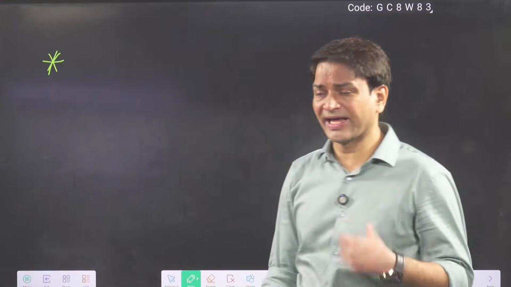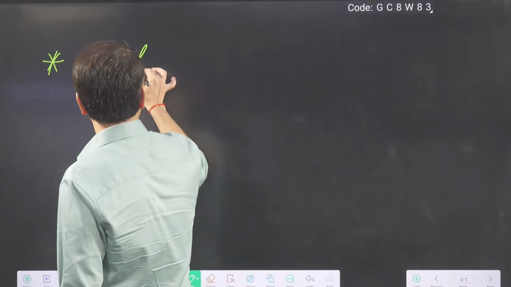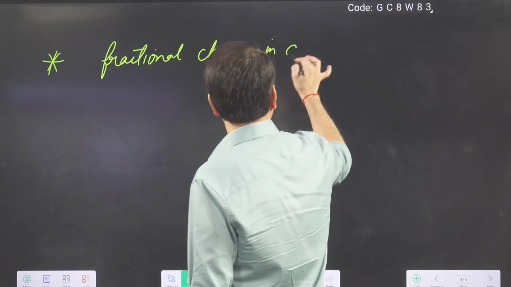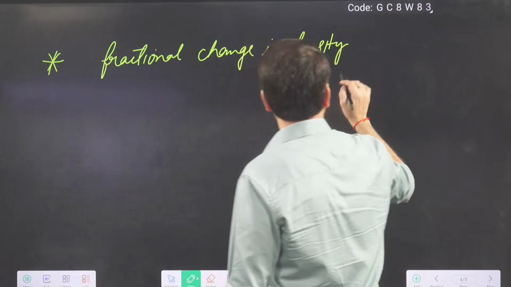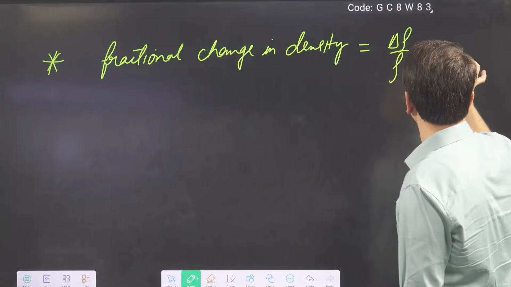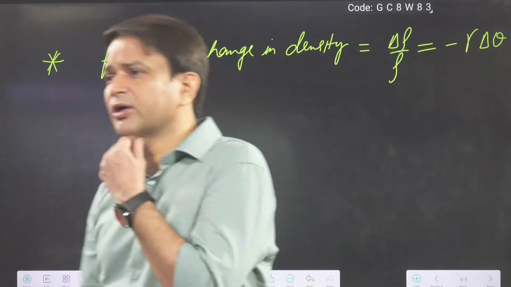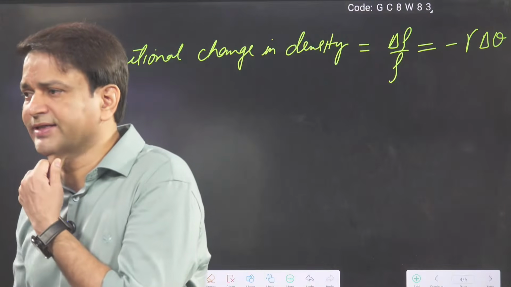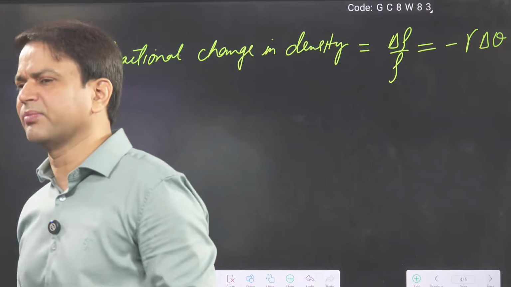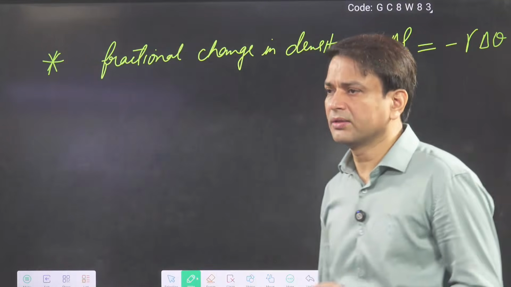Another thing, now I got the fractional change in the density. Fractional change in density, delta rho by rho, will come to minus gamma delta theta. This everybody got? So fractional change in the density, delta rho by rho, will be equal to minus gamma delta theta. Did everybody understand? If they are giving only the magnitude, meaning no negative answer, it means they are asking the magnitude. Then directly we will go with gamma delta theta. Up to this everybody got?